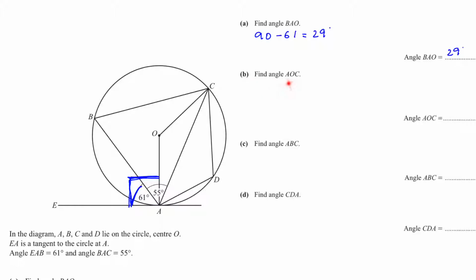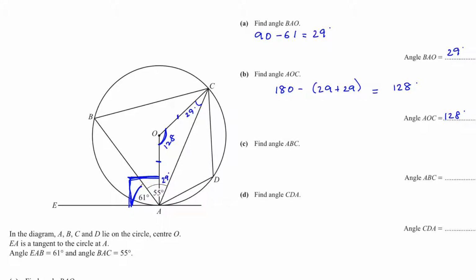Next one, find angle AOC. We found this angle here, it is 29 degrees. And because this is a radius and this is a radius, and the radii are of the same size, it's an isosceles triangle. This is also going to be 29. To find AOC, we'll subtract from 180, 29 plus 29. And this will give us 128 degrees. Therefore, 128 degrees.